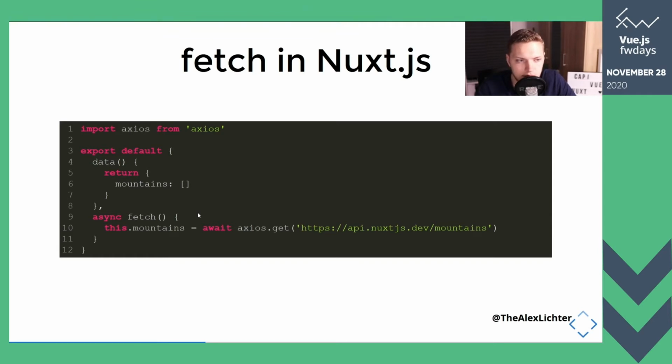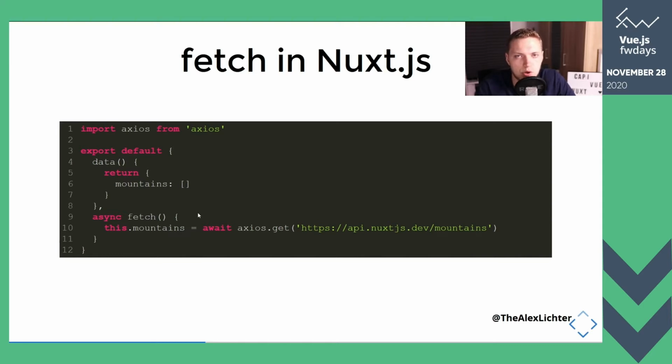We import Axios, and then of course this is the script part of a Vue single file component. Then we define the component from line 3 on, and in lines 4 to 8 we define our data function that returns mountains, set to an empty array, so the default value. Then in lines 9 to 11 we have our async fetch function. In this fetch function we set this.mountains to the result of our Axios call to the Nuxt.js dev API. And then we get an array with all the cool mountain information. Okay, makes sense so far?